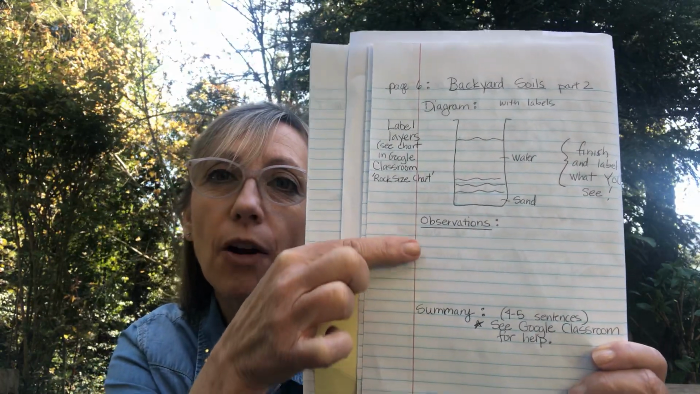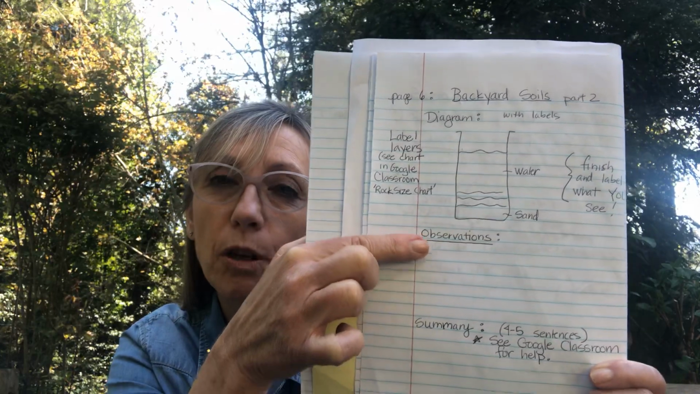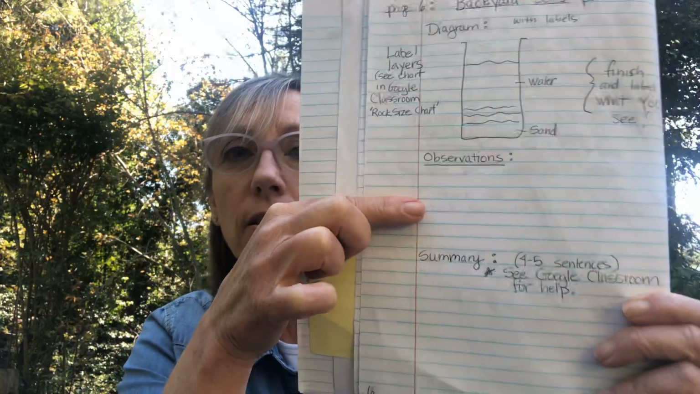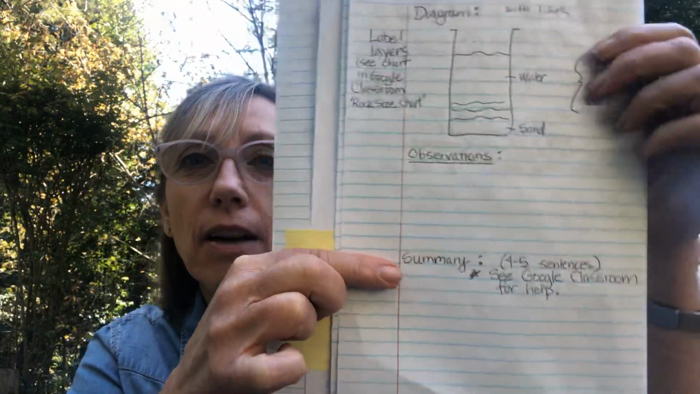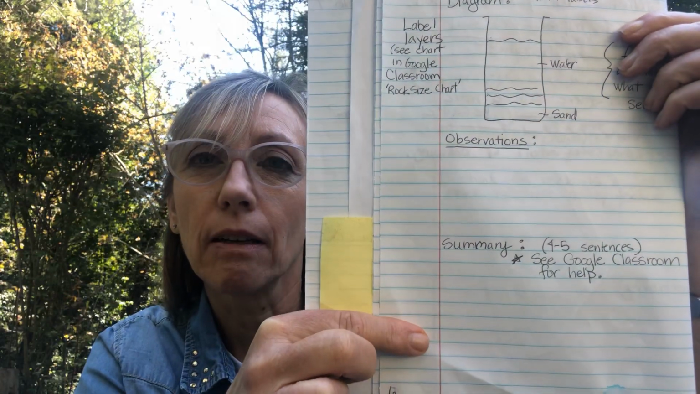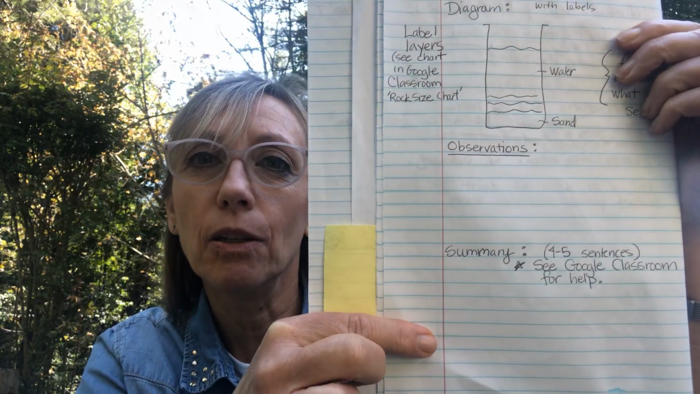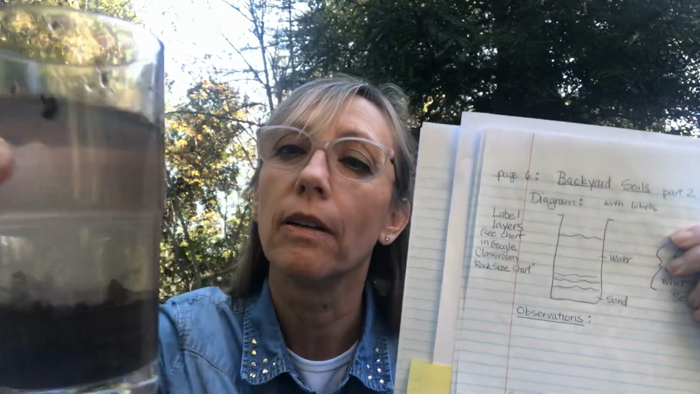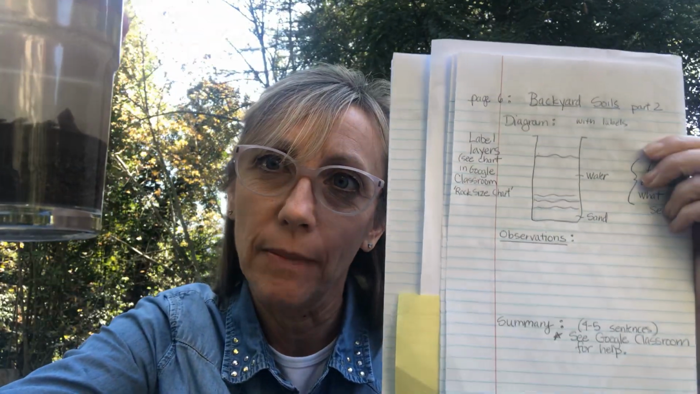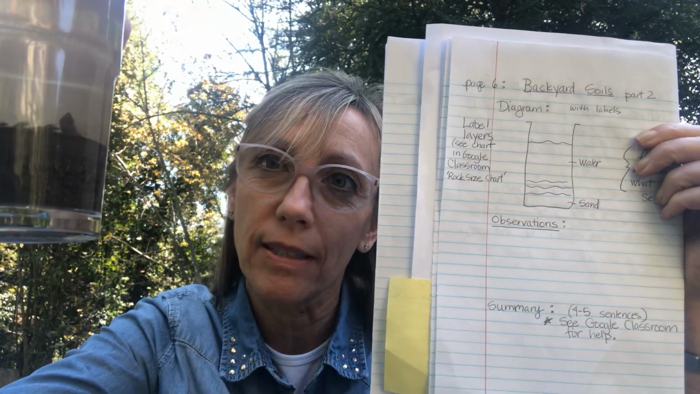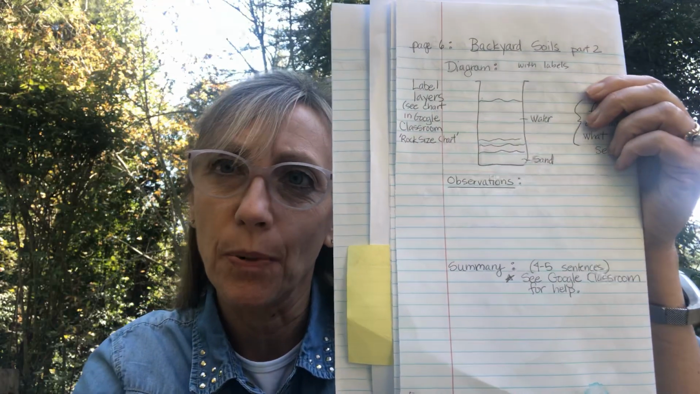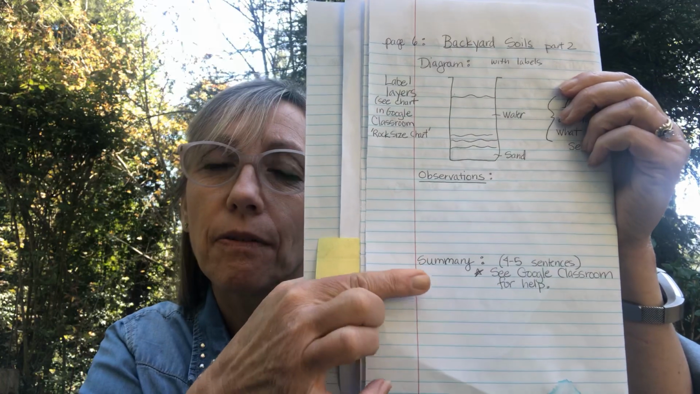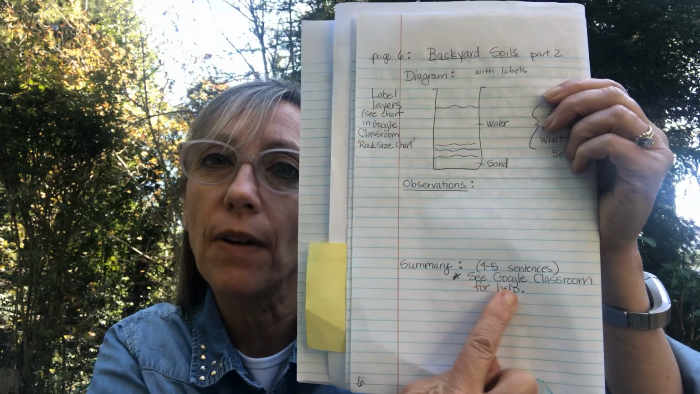And then maybe some other observations that you noticed. Were you surprised by something or something that happened? Then right down here, you're gonna write your summary. So your summary is gonna include basically what you found, what your results were. So you might say the bottom layer, list what the bottom layer says, what you were surprised by. It needs to be 4 to 5 sentences.